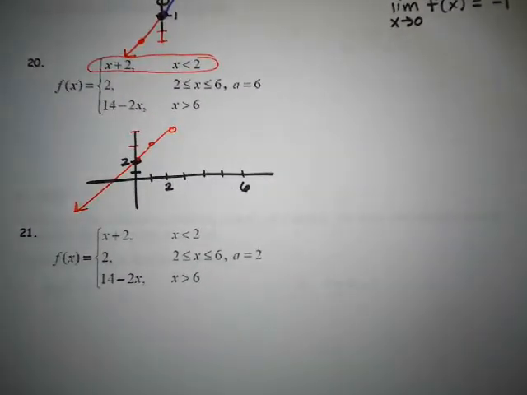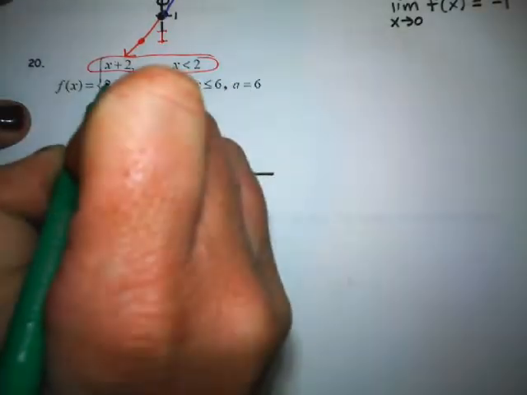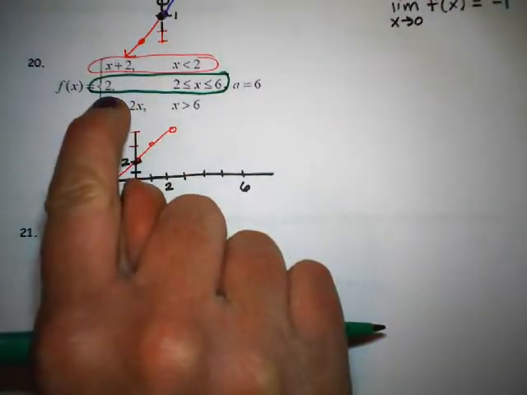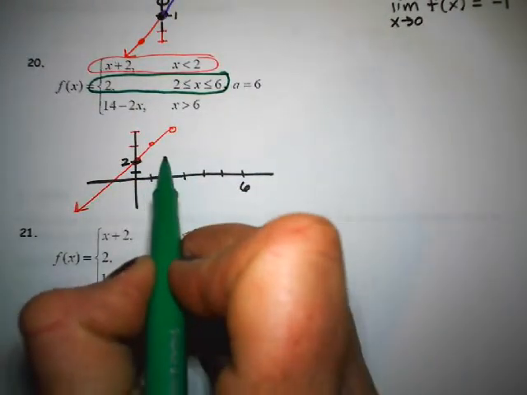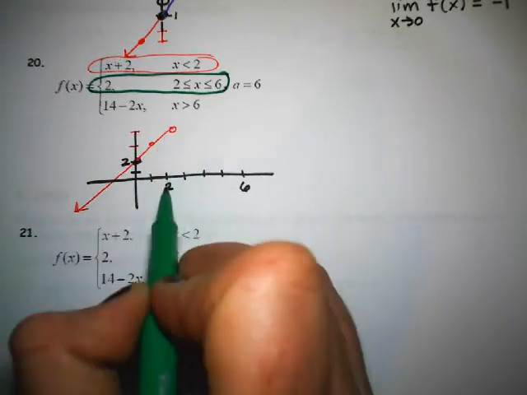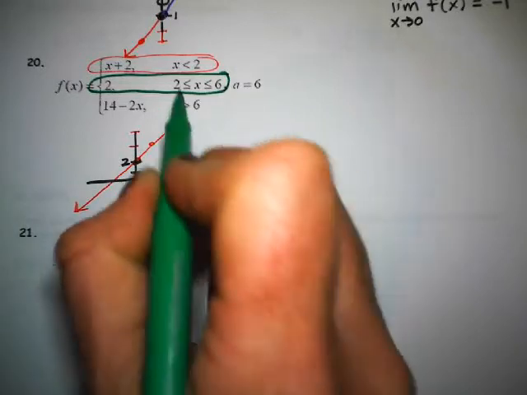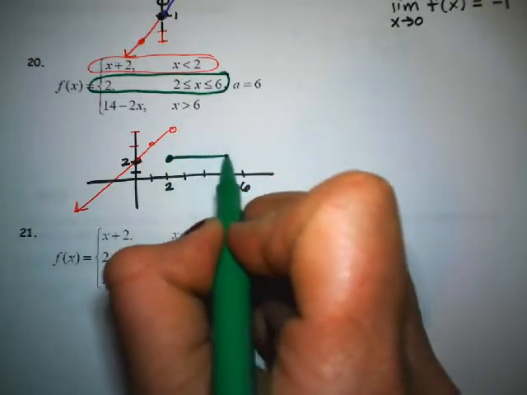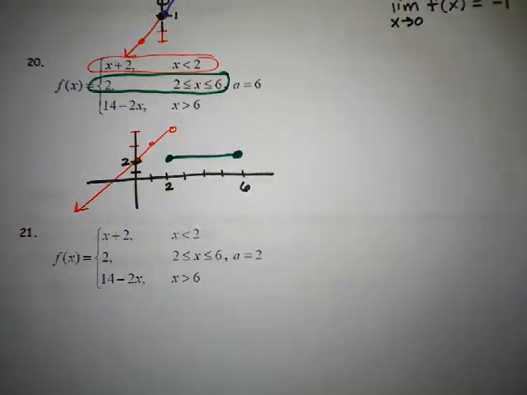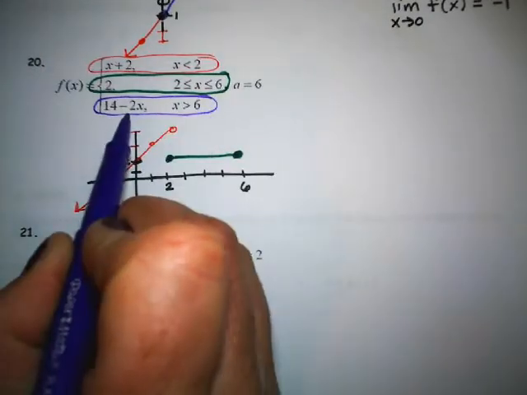My next part of the piecewise function just says the number 2. Well, if I was graphing y equals 2, all that is a horizontal line at y is 2. And I'm supposed to graph that between x is 2 and x is 6. And I'm going to have closed circles because of the or equal to, and closed circles because of the or equal to.